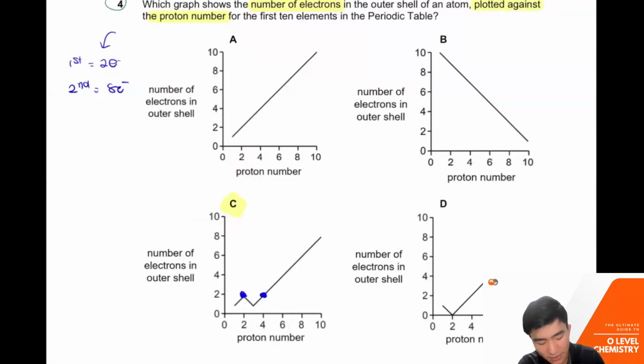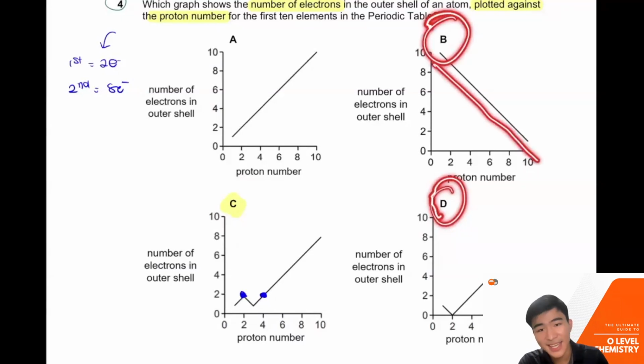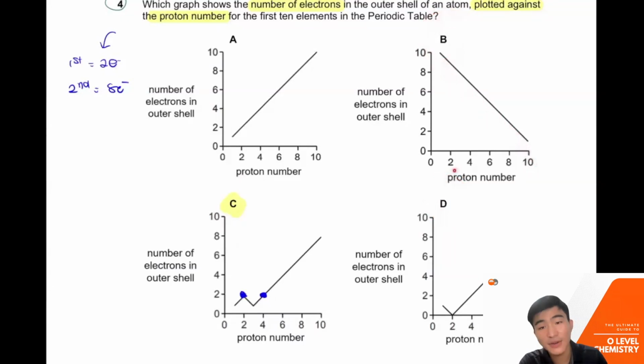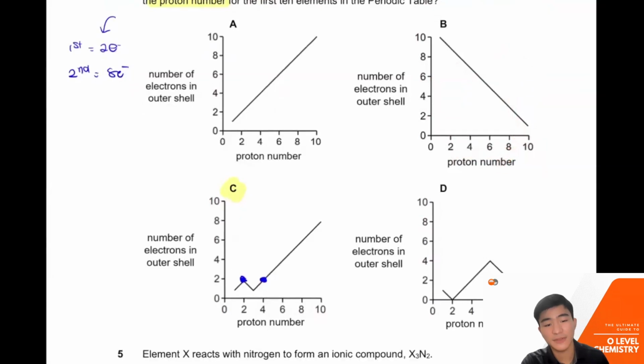Now, D is obviously out of the picture. B is also obviously out because it is clearly not the case. When the proton number is increasing, the number of electrons shouldn't be decreasing; it must go up. So this is for question number 4.